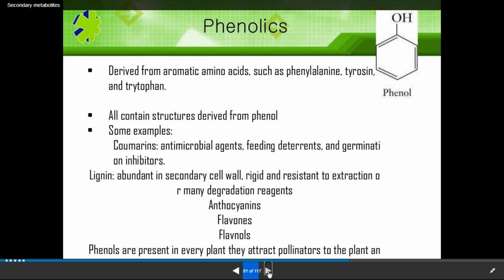Phenolics are also derived from aromatic amino acids like phenylalanine, tyrosine, and tryptophan, and all of these contain a structure derived from phenol. Some examples: you have coumarin here. These coumarins include many antimicrobial agents, feeding deterrents, germicides, inhibitors, etc.